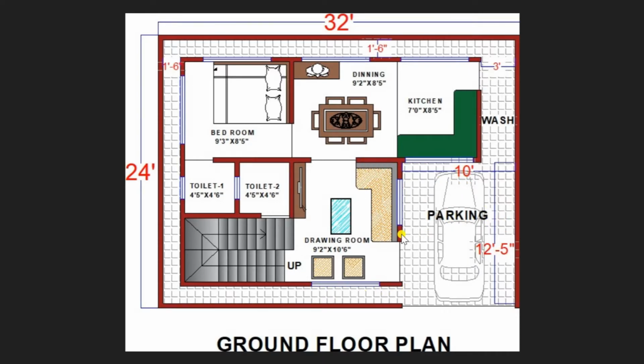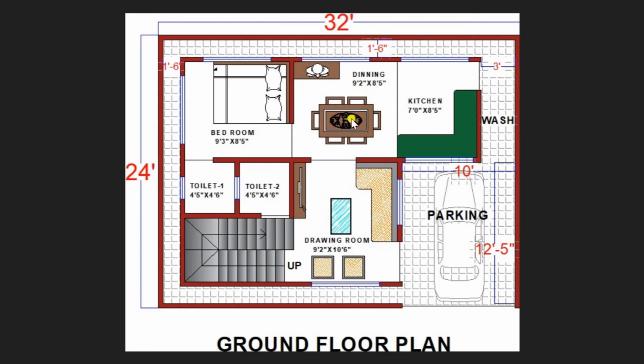So now I am entering the drawing room of dimension 9 feet 2 inches by 10 feet 6 inches, where you can see the sofa set along with tea pot and the LCD projector we have plotted here. So now this staircase is provided to move towards the upstairs. So here underneath the staircase you can see a common toilet of 4 feet 5 inches by 4 feet 6 inches. Now I am returning back to the drawing room.